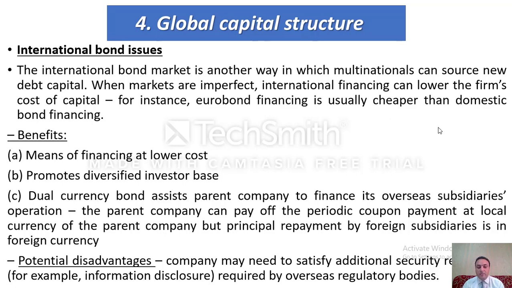The parent company can pay the periodic coupon payment in the local currency of the parent company, but the principal payment by foreign subsidiaries is in foreign currency. So this is a dual currency bond, as we see. But there is a potential disadvantage in this approach, as the company may need to satisfy additional security regulations, like information disclosure and so on, which are required by the overseas regulatory bodies.